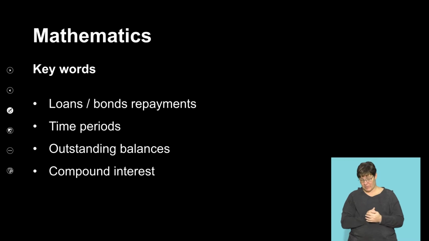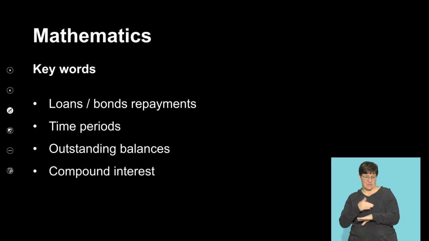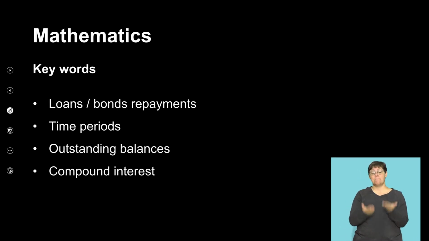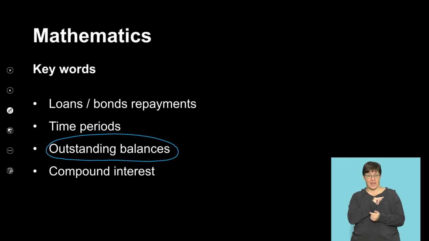Our keywords will be a loan or bond repayments, the time periods. Remember, how many months are you going to be paying this, because a loan is normally on a month-to-month basis. The outstanding balance. The outstanding balance has to do with the unforeseen circumstances where you took a loan, let's say for 5 years. In 5 years, you know that's 60 months.